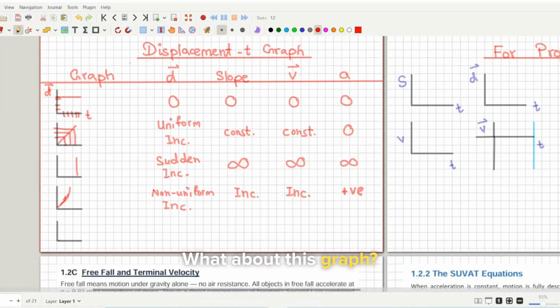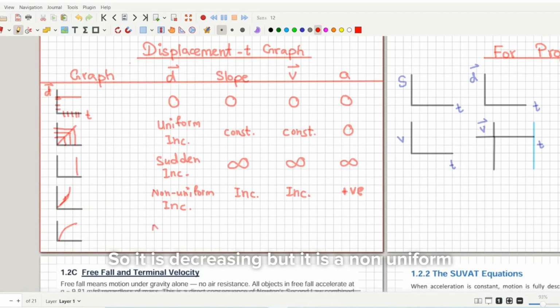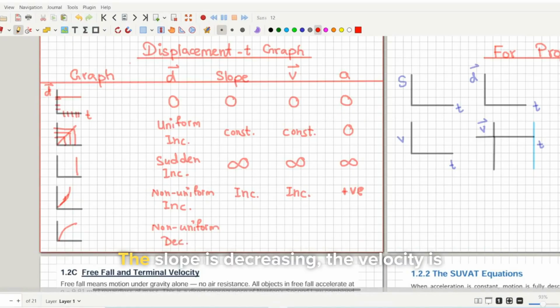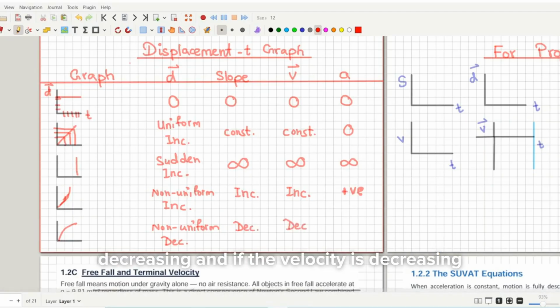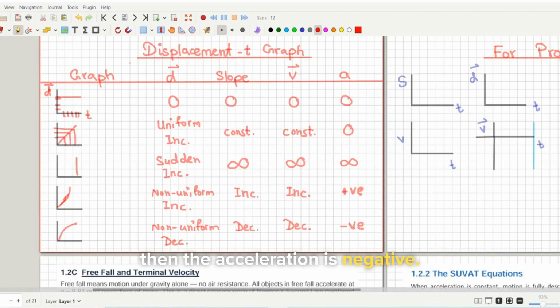What about this graph? You can see it is going away from 90 degrees, so it is decreasing, but it is a non-uniform decrease. It is decreasing non-uniformly. The slope is decreasing, the velocity is decreasing, and if the velocity is decreasing, then the acceleration is negative. So this was all about the displacement-time graph.